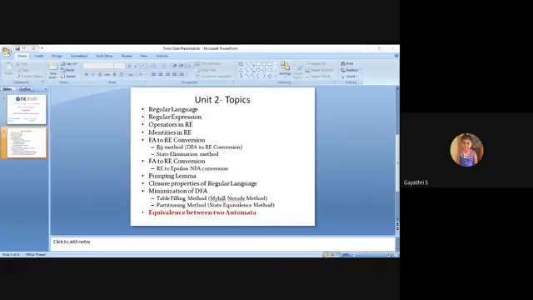If there is any incoming edge to the initial state, make a new initial state. If there are any outgoing edges from the final state, make a new final state. If multiple final states are there in the automata, make a single final state. Then start by eliminating the intermediate states. A few procedures are there.